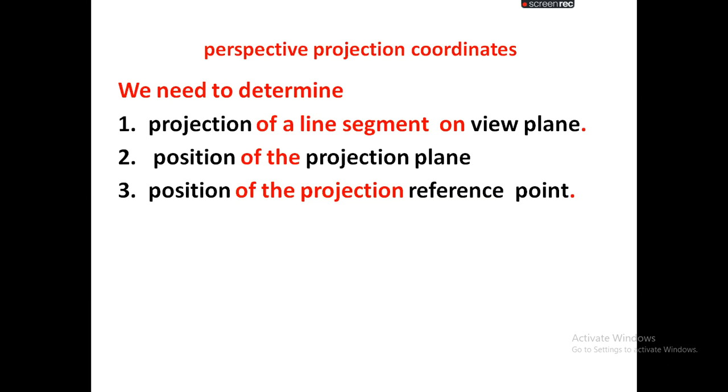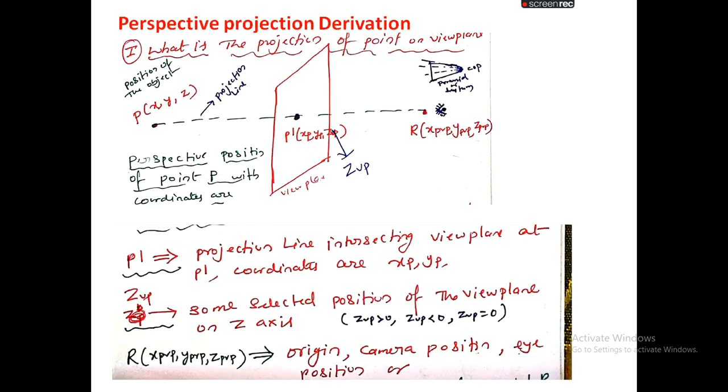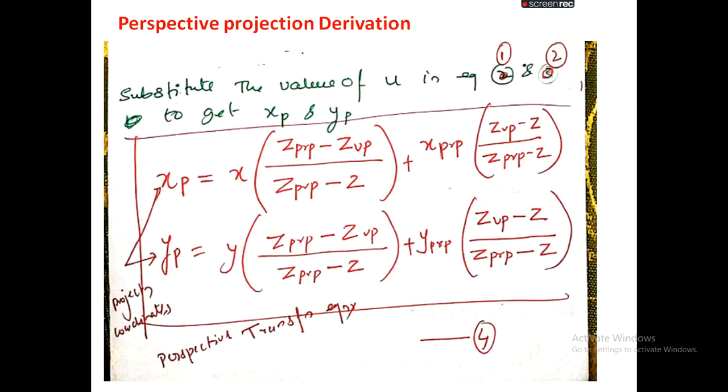So the projection coordinates of the point P on a view plane, this is the equation we derived. See the slide. This is Roman number 1. It means we calculated the projection coordinates of the point P on the view plane. This is Roman number 1.